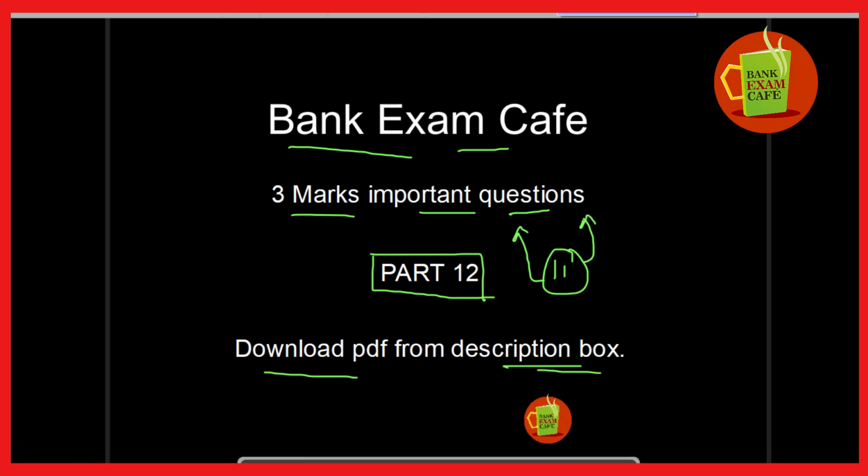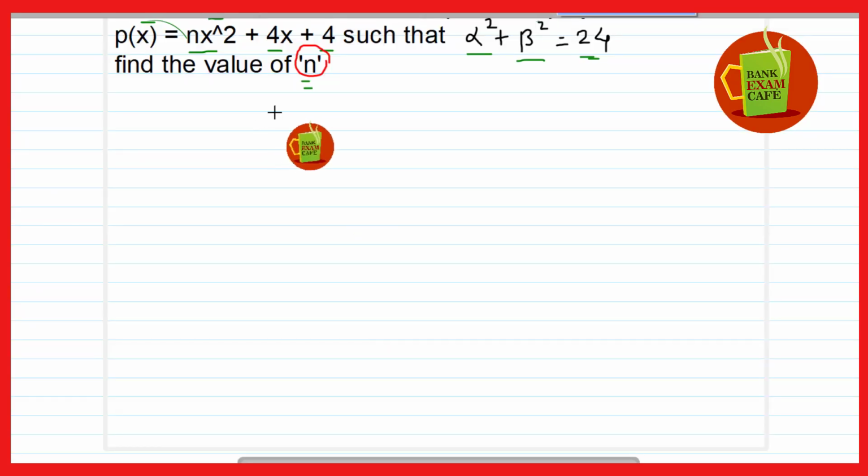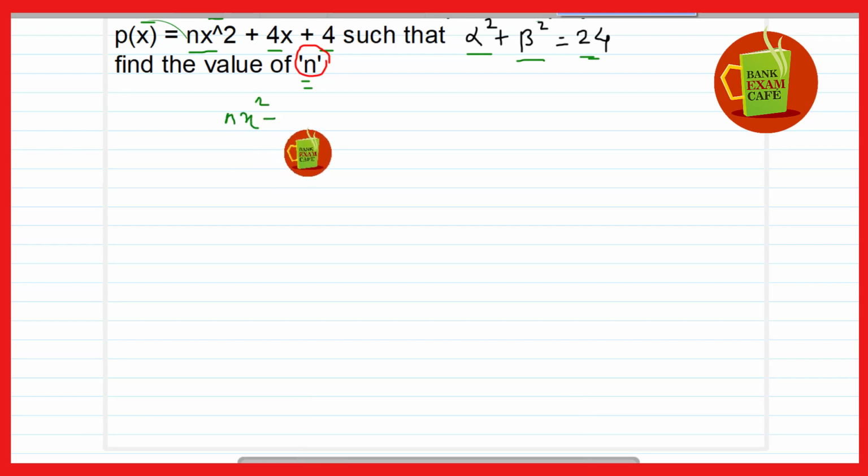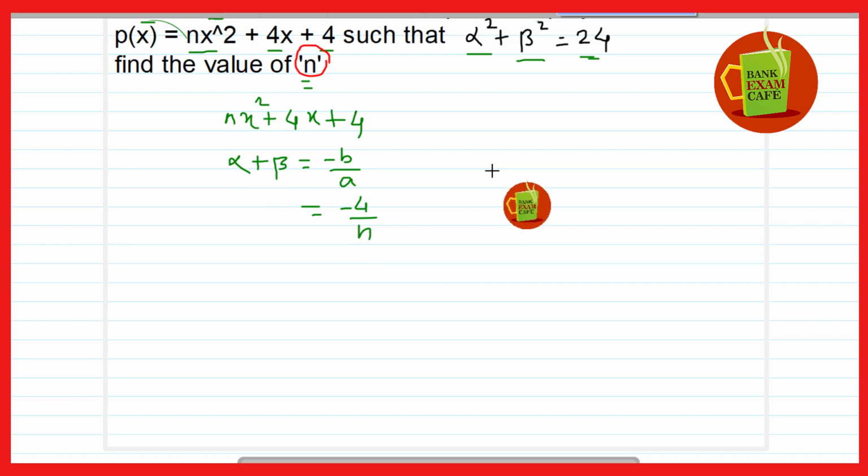Now let us see today's first question. Friends, here the given polynomial is nx square plus 4x plus 4. From this quadratic polynomial we can find the sum of the roots, that is alpha plus beta, equal to minus b upon a. B is 4, so it will be minus 4 upon a, that is n. And we can find the product of the roots also, alpha beta, equal to c upon a. c is the constant term, so 4 upon n.